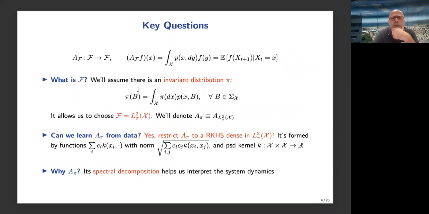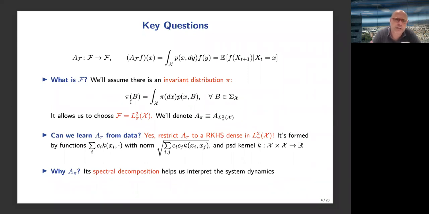But first, these are well-studied objects, and typically the space F is the space of bounded functions. However, in the talk, we will assume, which is typical in the case of Markov chains, that there is an invariant distribution, pi. This means that if I sample the value today from pi, then the value tomorrow will still be distributed with pi. So the distribution doesn't change along the Markov chain. In this case, we can define this operator on the space of square integrable functions with respect to the measure pi, and the operator is well-defined and bounded. So this will be our choice for F.